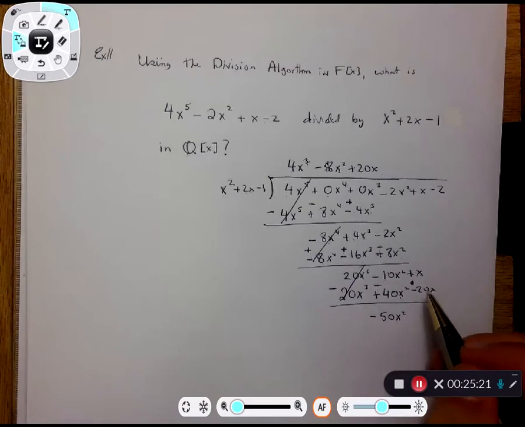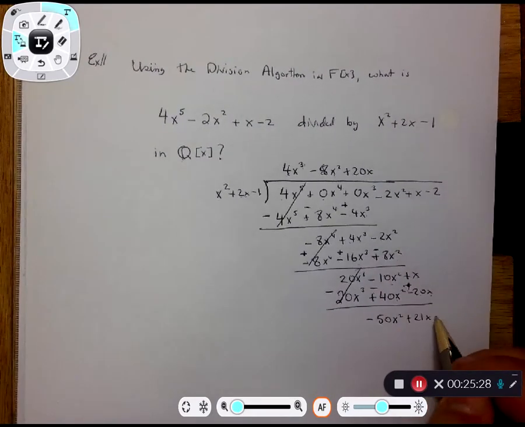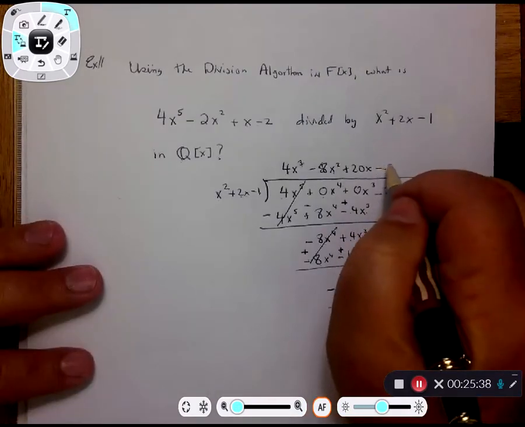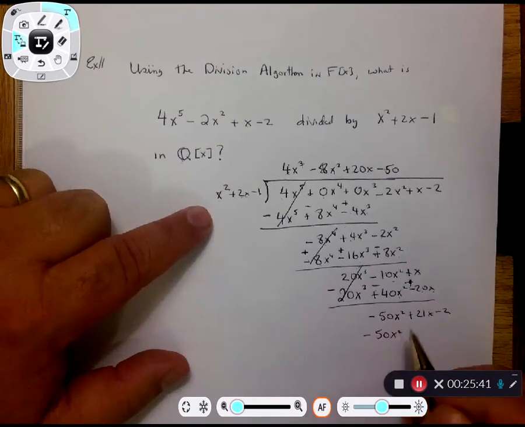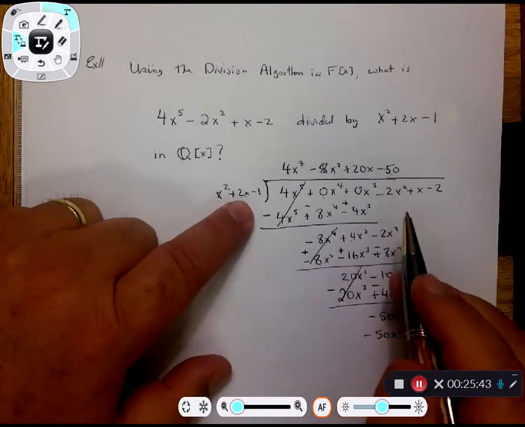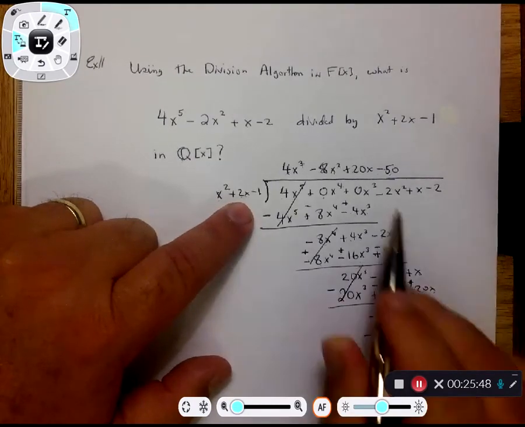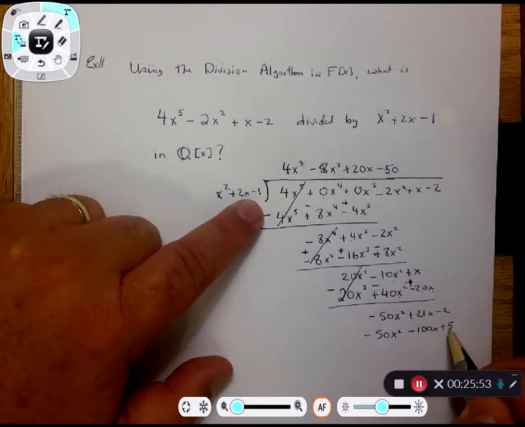x plus 20x becomes plus 21x. Bring down your last victim, minus 2, and then play the game all over again. What times x squared is negative 50x squared? That would be minus 50. When I multiply, I get minus 50x squared. Minus 50 times positive 2x would be minus 100x. Minus 50 times a minus 1 is a plus 50.